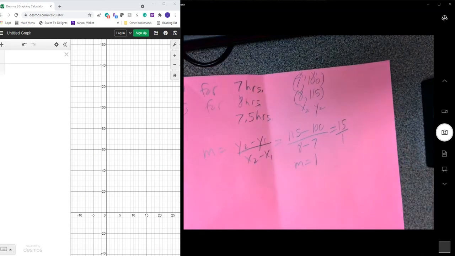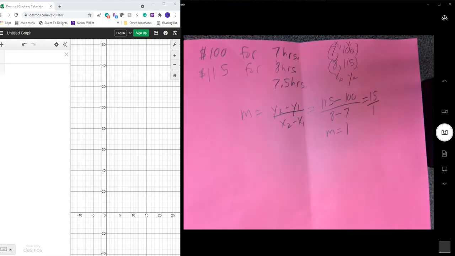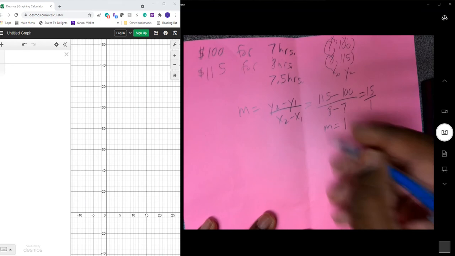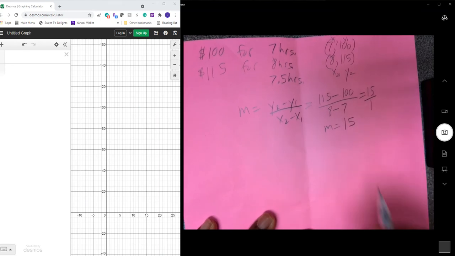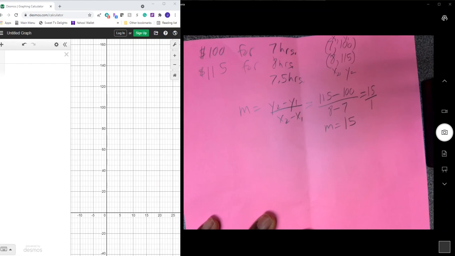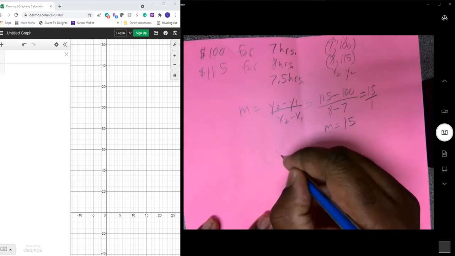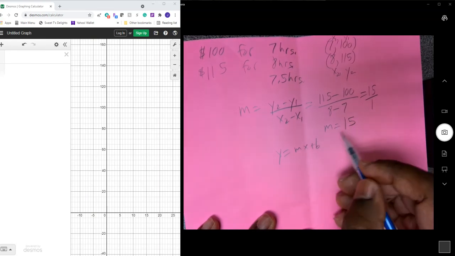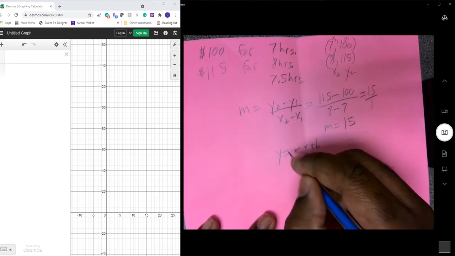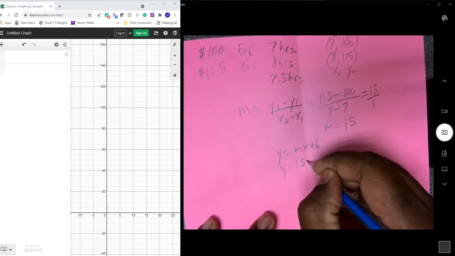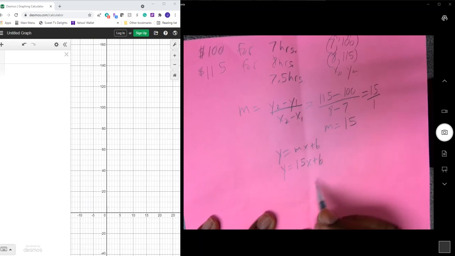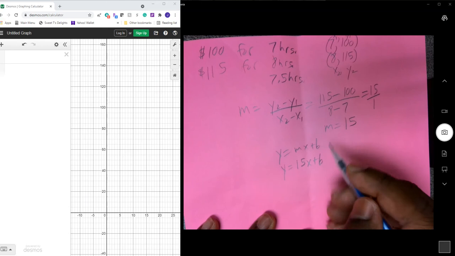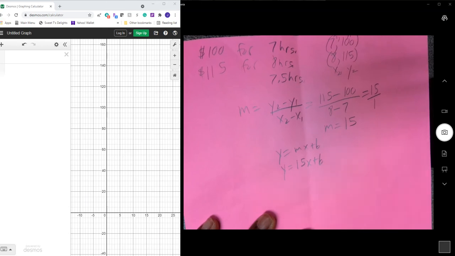Now, with that being said, and I don't know why I have this glare here, but this is your slope. Your slope is actually 15, not 1. So your slope is 15. Now, the formula that we're looking for is y equals mx plus b. Now, we will put the m in, so it'd be y equals 15x plus b, because that's your rate of change. Now we need to find our b here.